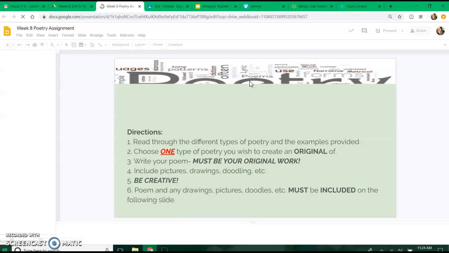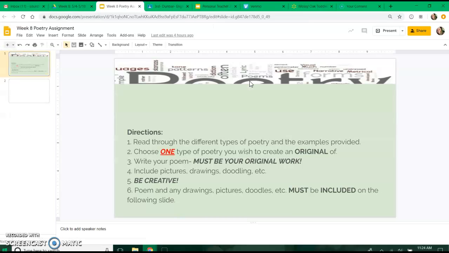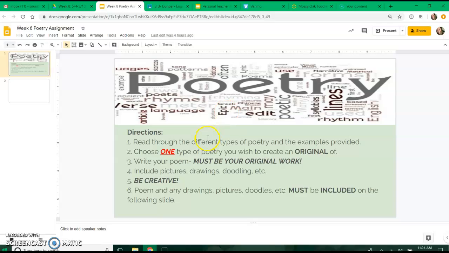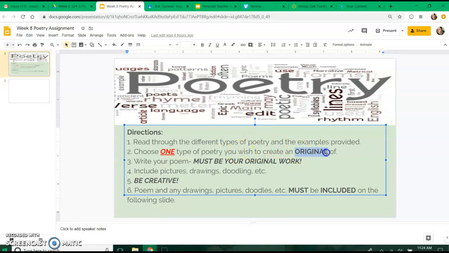Then you click on the poetry assignment itself, and it gives you your directions. Number 1, read through the different types of poetry and the examples provided, which I just did for you. Choose one type of poetry that you wish to create an original of, so that means it must be yours. Write your poem. Include pictures, drawings, doodling, something. There needs to be an artistic factor to it. I want you to be creative.